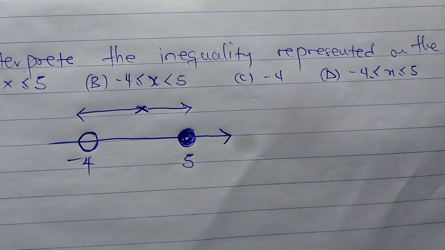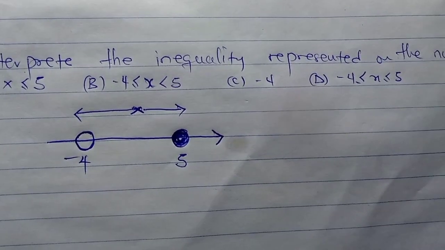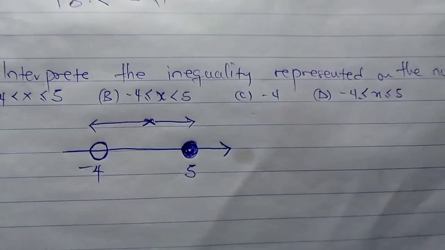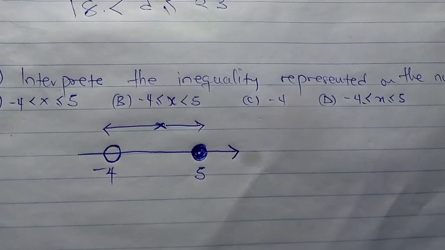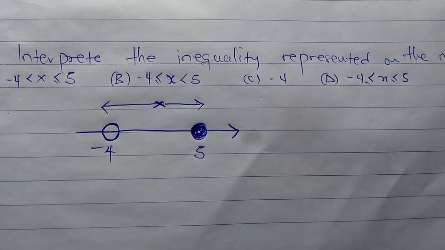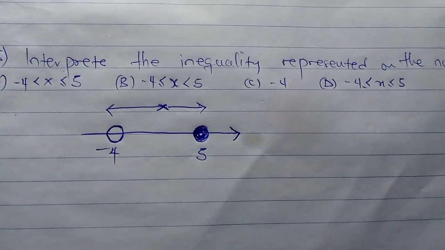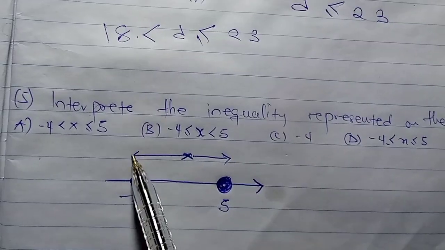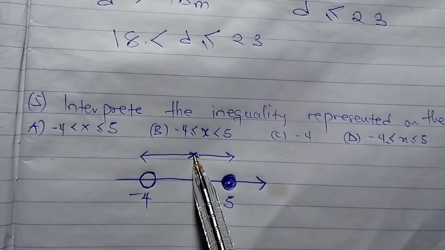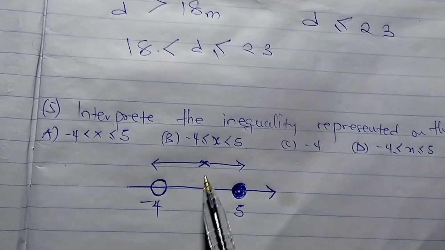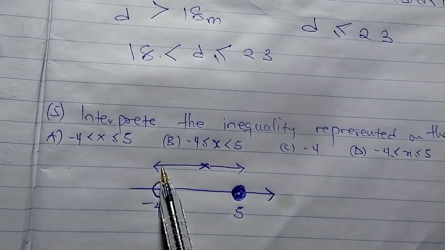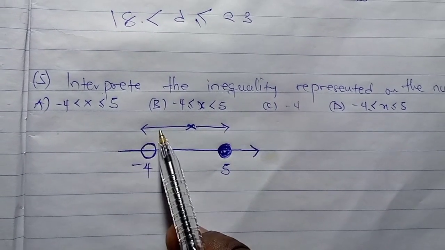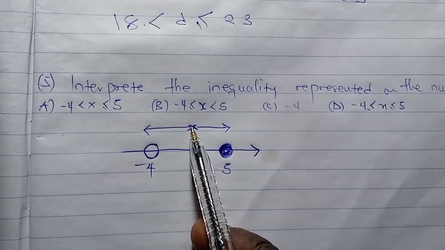Interpret the inequality represented on the number line, from -4 down to 5. 4 is excluded, rather, and 5 is included. So from this point down to this x, this tells us that -4 won't be counted or considered when numbering. We'll have from -3 down to x.